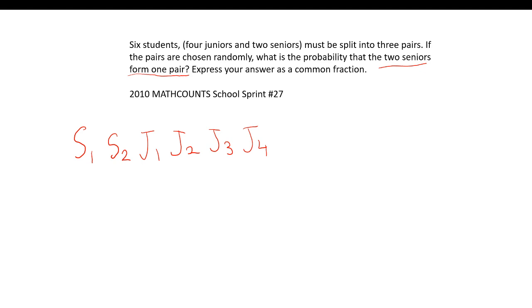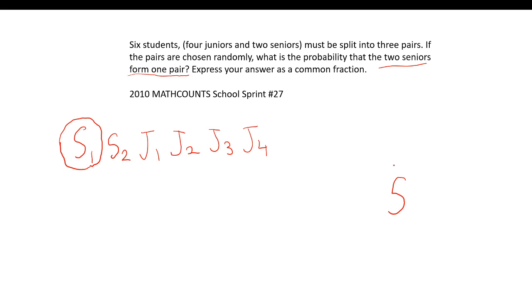So let's take a look at just one senior. We're going to circle senior 1. We're just going to start with senior 1. And senior 1, how many choices does senior 1 have? Senior 1 can be paired with senior 2, junior 1, junior 2, junior 3, or junior 4. There are 4 juniors and 1 other senior, so there are 5 people he can be paired with.